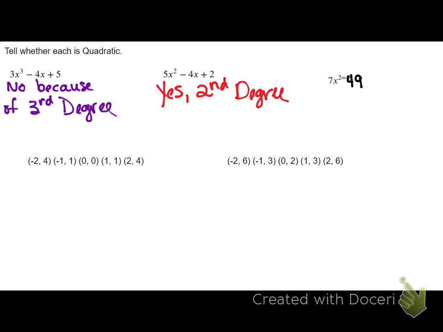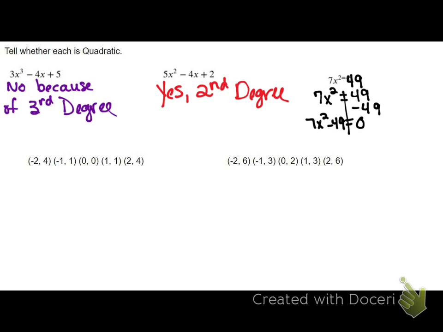So 7x squared equals 49. Is this going to be an example of a quadratic equation? Yes, second degree. How could we get this written in standard form? If I want to get this 49 to this side, what do I simply do to it? Subtract. So then I'll have 7x squared minus 49 equals what? Nothing's over there, right? So that'll equal 0, which is okay.